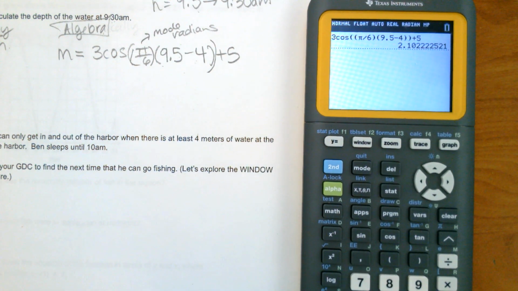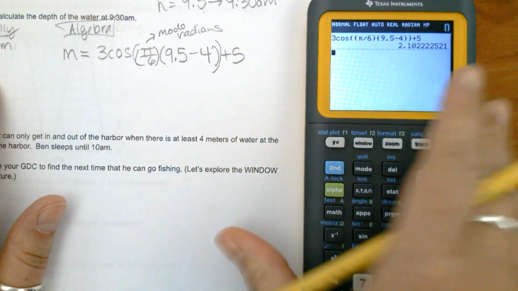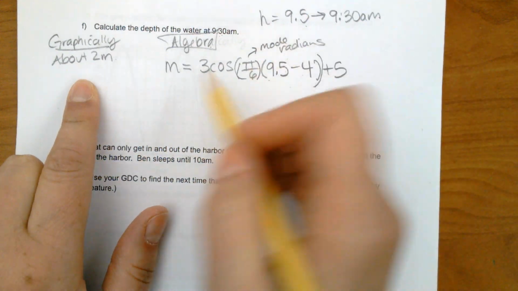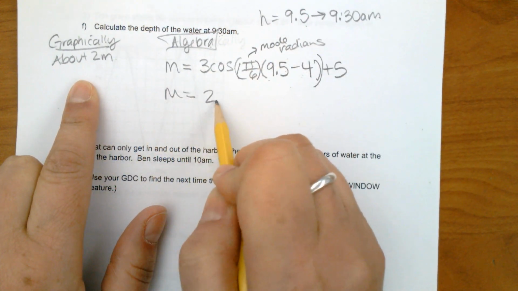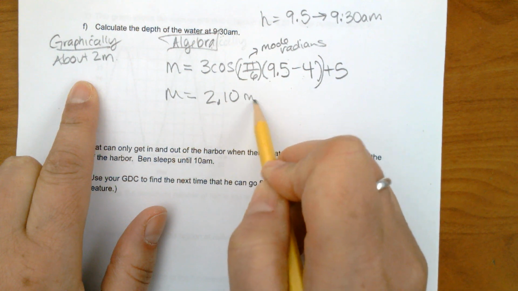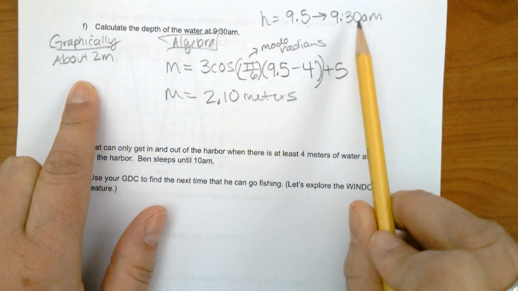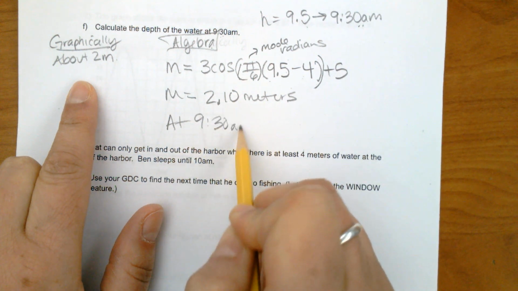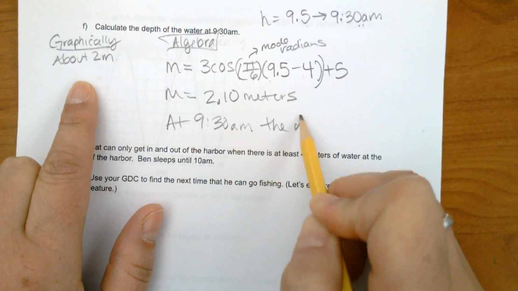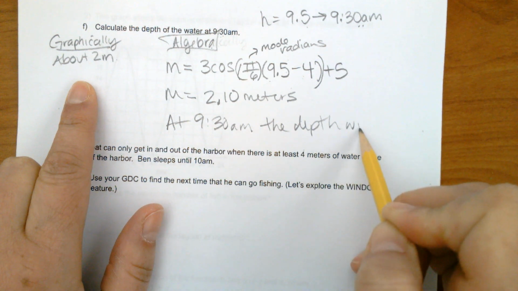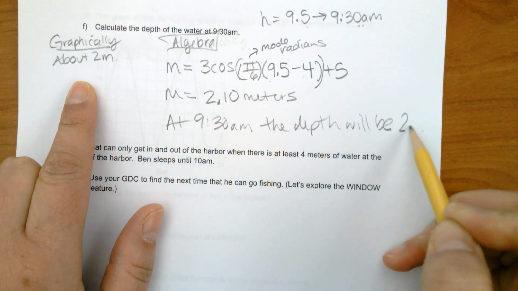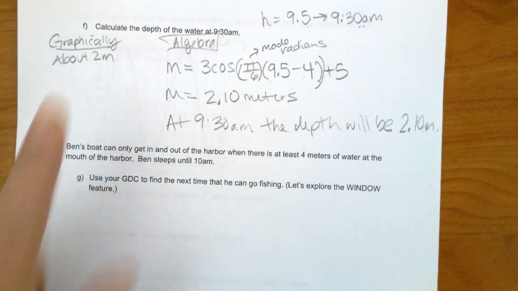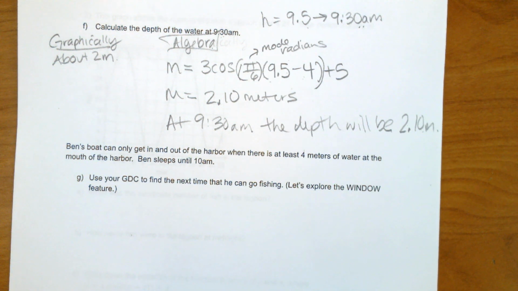2.10. Hey, very close. So 2.10, very close with what I got on the graph. So the number of meters is 2.10 meters. So at 9:30 a.m., the depth will be 2.10 meters. And I'm just going to those 3 significant figures.